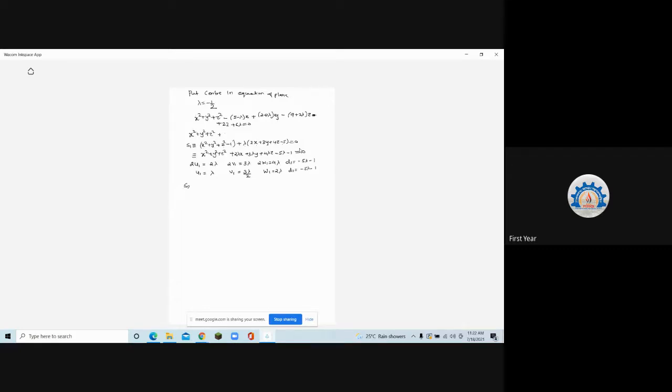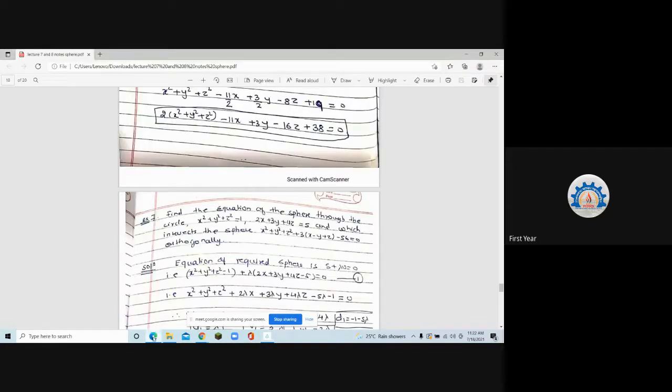Now you are given the second sphere. What's the second sphere given in the question? It is x square plus y square plus z square plus 3 times x minus y plus z minus 56 is equal to 0. So what is u2? 2u2 is equal to 3. 2v2 is equal to minus 3. And 2w2 is equal to 3. And d2 is equal to minus 56.